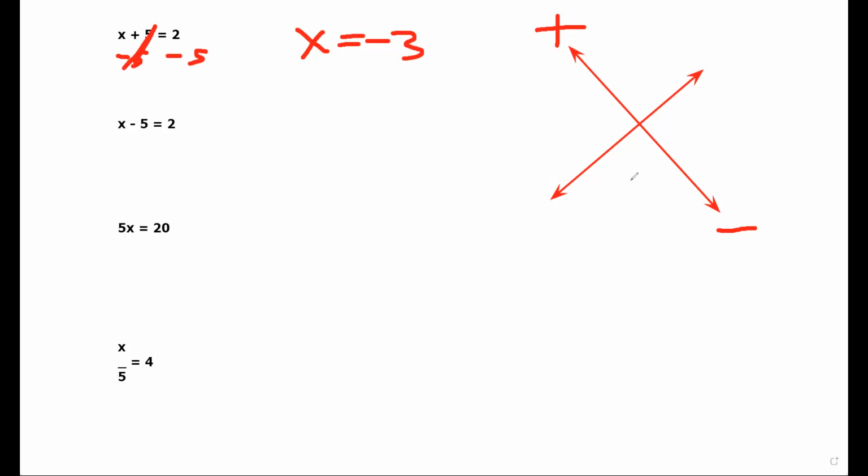Yes. When something is being subtracted, how do you move it to the other side? You add it because you want it to zero out over there. You're pretty much moving it to the other side of the equation. You can do whatever you want on one side of the equation.